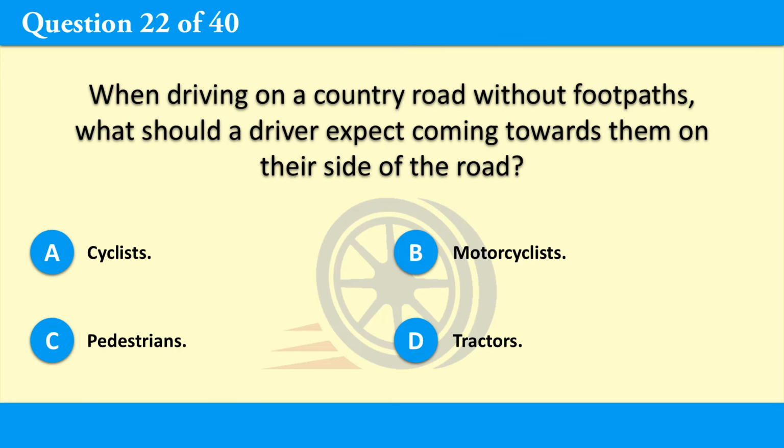When driving on a country road without footpaths, what should a driver expect coming towards them on their side of the road? A. Cyclists. B. Motorcyclists. C. Pedestrians. D. Tractors.